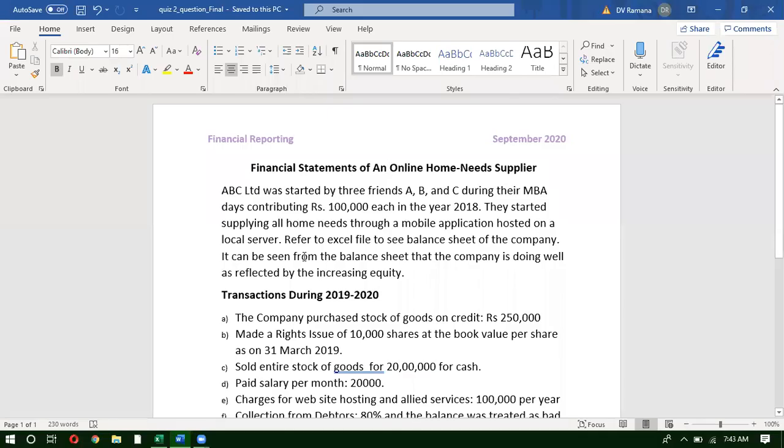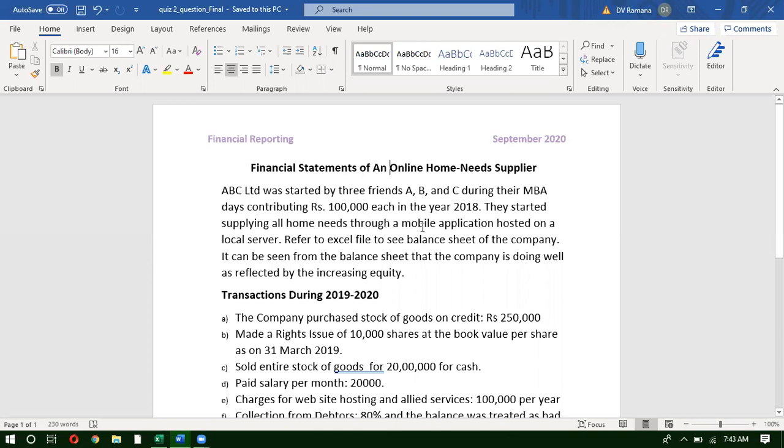Hello and welcome to our conversation on financial reporting. In this session, we will take an example and understand the financial decisions of an online home needs supplier called ABC Limited.